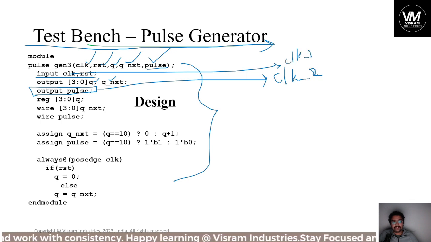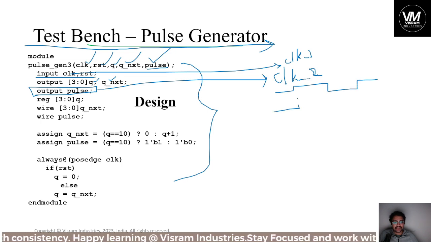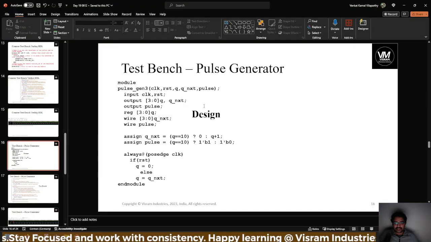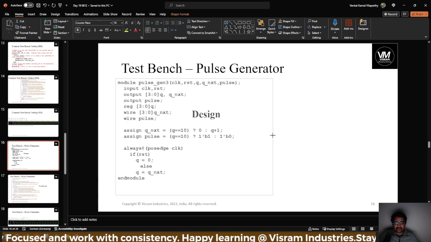Our aim is to generate a new kind of pulses, but initially we have a normal clock with the same period. Hence, that is the functionality. See, module pulse underscore generator, you can see this design this way.